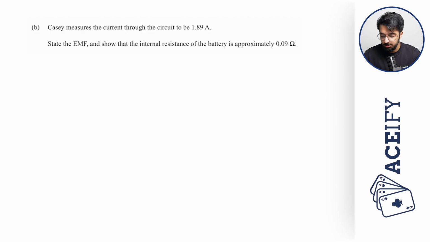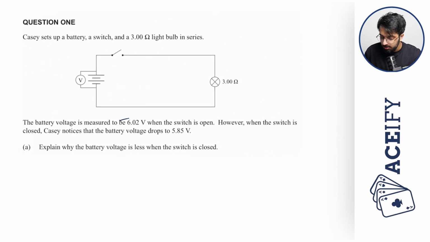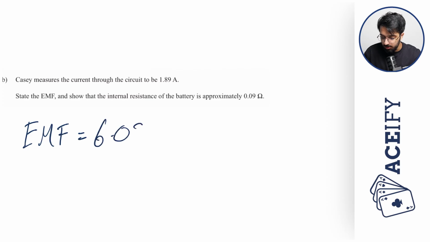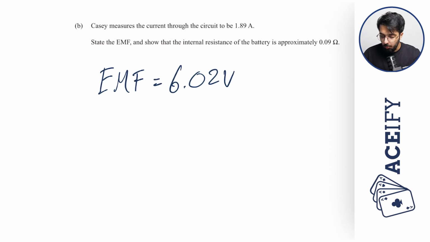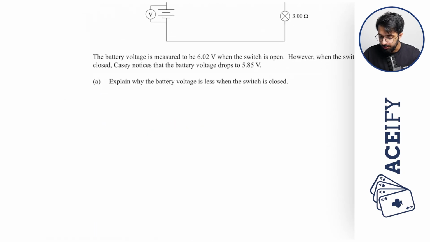Casey measures the current through the circuit to be 1.89 amps. State the EMF and show that the internal resistance of the battery is approximately 0.09 ohms. So the EMF of the battery is equal to the voltage when the switch is open, and so that is 6.02 volts. We can see that when the switch is closed, the terminal voltage of the battery is 5.85 volts, okay? So I got that value from here.